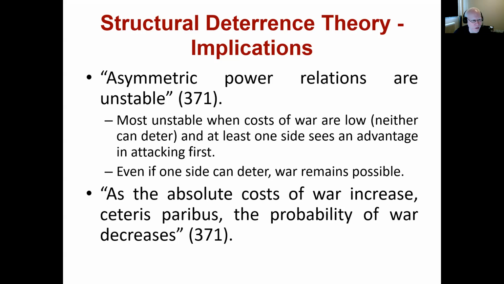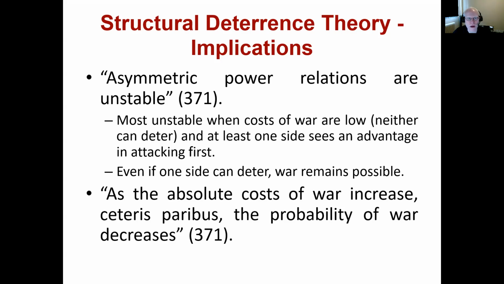Asymmetric power relations are unstable. They are most unstable when costs of war are low, neither can deter, and at least one side sees an advantage in attacking first. Even if one side can deter, war remains possible. So in general, you do want to have a balance of power. This is parity combined with high costs of war.